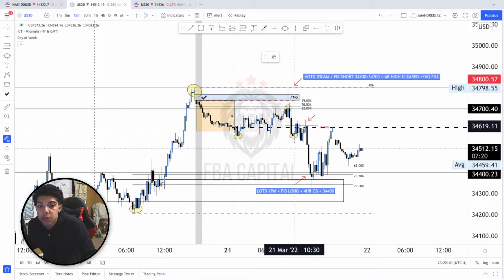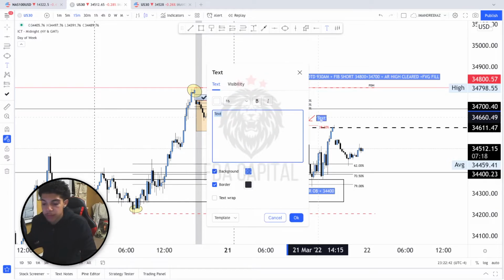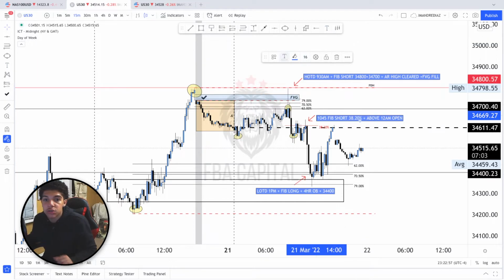So we're going to annotate that. At what time does this happen? We got a potential retracement at 10:45. So at 10:45, we had that fib short, 38.20% rejection, plus above the 12 a.m. open. And we already knew more than likely price was going to continue moving lower.